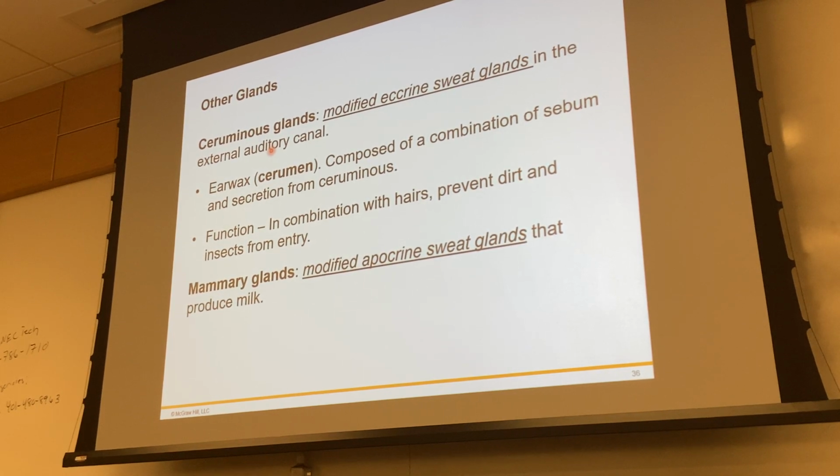Ceruminous is also known as earwax. That earwax is a different material in there, and it's basically trying to keep stuff from getting into the ear. And then the modified apocrine gland is a mammary gland that produces milk, right? And that's something in particular after birth.